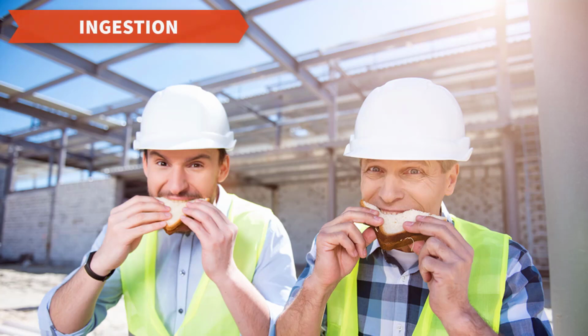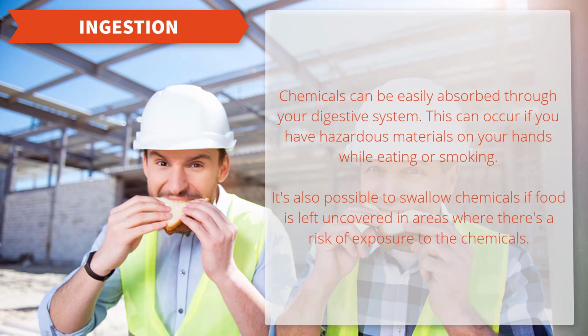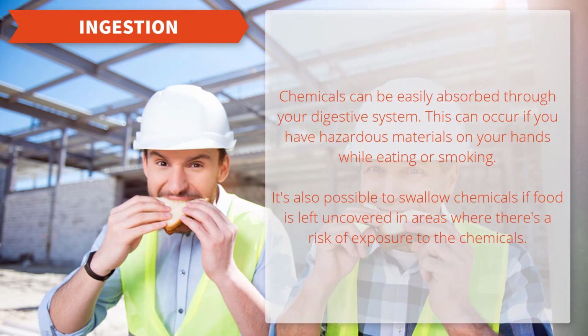Ingestion. Chemicals can be easily absorbed through your digestive system. This can occur if you have hazardous materials on your hands while eating or smoking. It's also possible to swallow chemicals if food is left uncovered in areas where there's a risk of exposure to the chemicals.